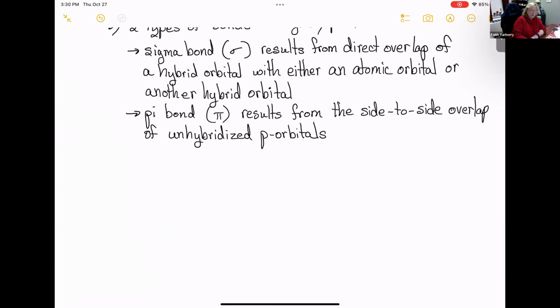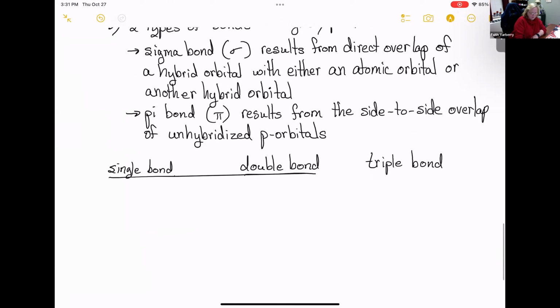So Tuesday, we talked about the single bond, the double bond, and the triple bond. A single bond was represented with a single line. A double bond was represented with a double line. And a triple bond was represented with a triple line.